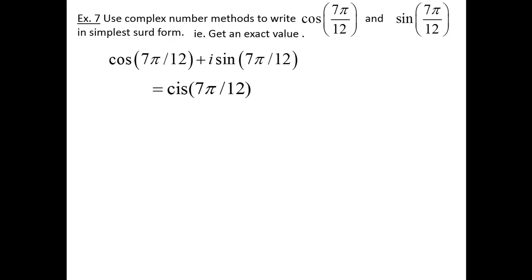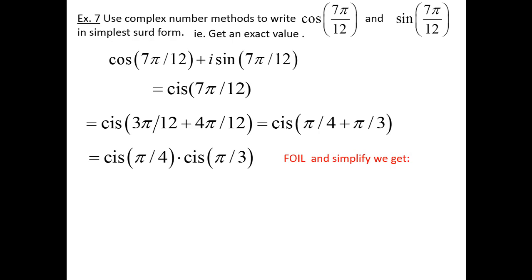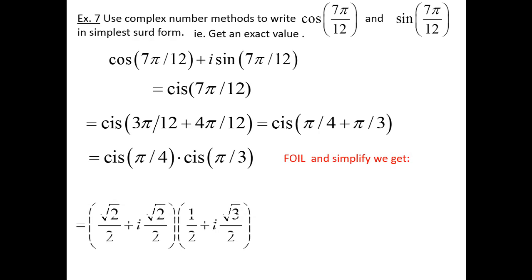7 pi over 12 can be expressed as 3 pi over 12 plus 4 pi over 12. And those, of course, are unit circle values. Using our new properties, that can be written as cis of pi over 4 times cis of pi over 3. So if we go back to Cartesian form and multiply all this out, you see where everything's coming from.